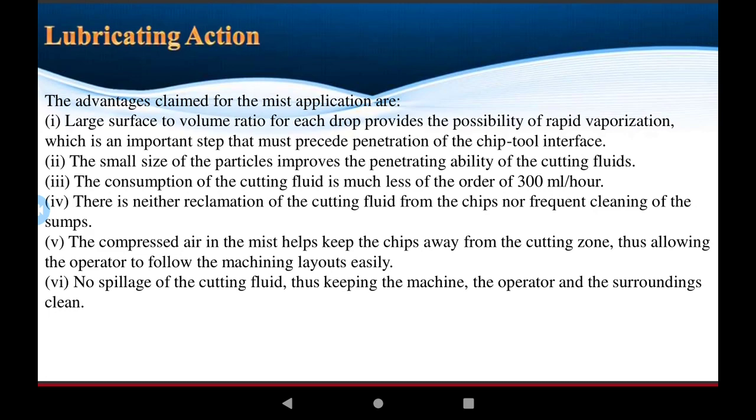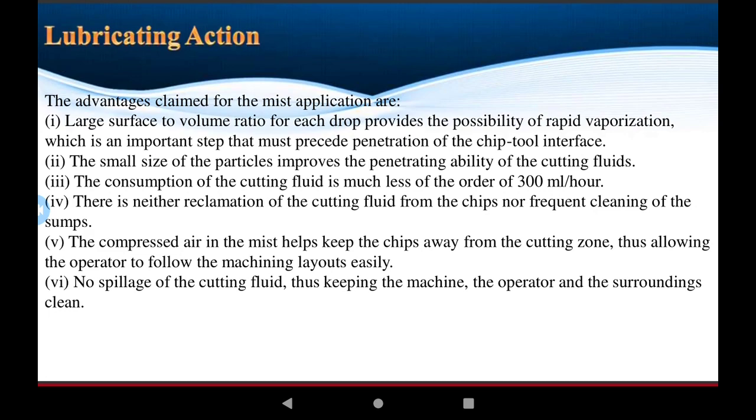Both are in the small size of the particle improve the penetrating ability of the cutting fluid, and the consumption of cutting fluid is much less, of the order of 3 ml per hour. And there is neither replacement of the cutting fluid from the chips nor frequent clearance of the sump.